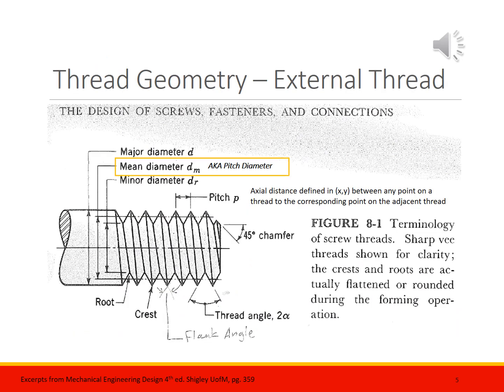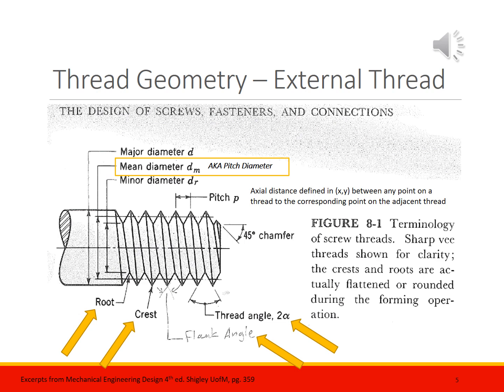Pitch diameter, also sometimes known more properly as the mean diameter, is the mathematical average diameter of the major and minor diameters as shown in the figure. Note in the figure, the roots and crests come to sharp points, and these are ideal sharp points, and they are ideal for mathematically calculating the mean diameter. The flank angle is the included angle between the thread faces. It is the mirror image of the thread angle.